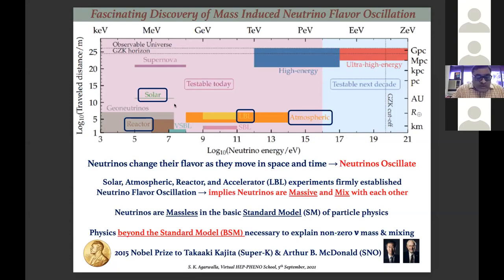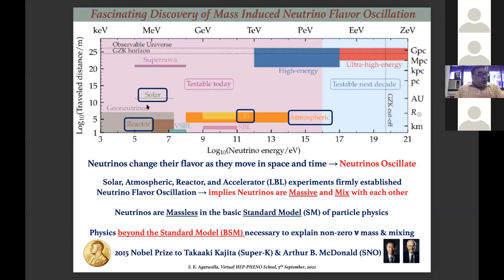And thanks to these experiments, which I have mentioned in the boxes, the solar neutrinos, neutrinos from our atmosphere, neutrinos from reactors, from where we get electricity, and lab-based accelerator neutrinos, when we have studied them, they have firmly established one phenomenon, which is known as neutrino flavor oscillation. This is the mass-induced neutrino flavor oscillation. I want to emphasize this flavor transformation is happening, which is induced by mass. So it implies that neutrinos are massive and they should mix with each other.